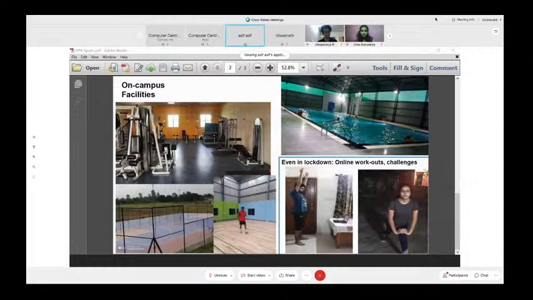Even when you are not on campus, we are still managing these. Even in lockdown, online workouts and challenges are being conducted by the sports officers and the coaches, part of the NSO, and students are given fitness challenges to do and share with their friends. So people are still active. Either way, whether you are here or not, we are sure that you will be active from our side. Thank you. That's it.